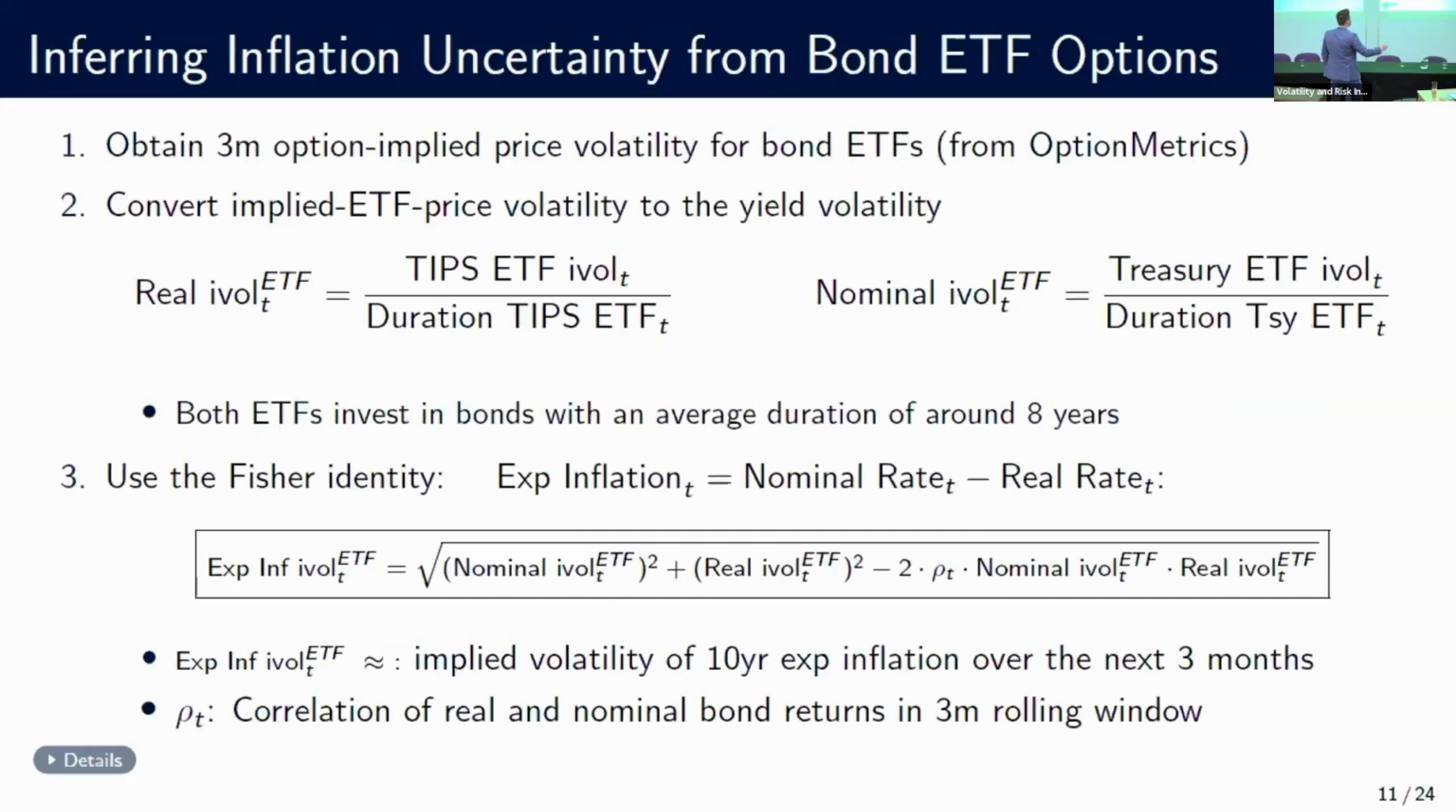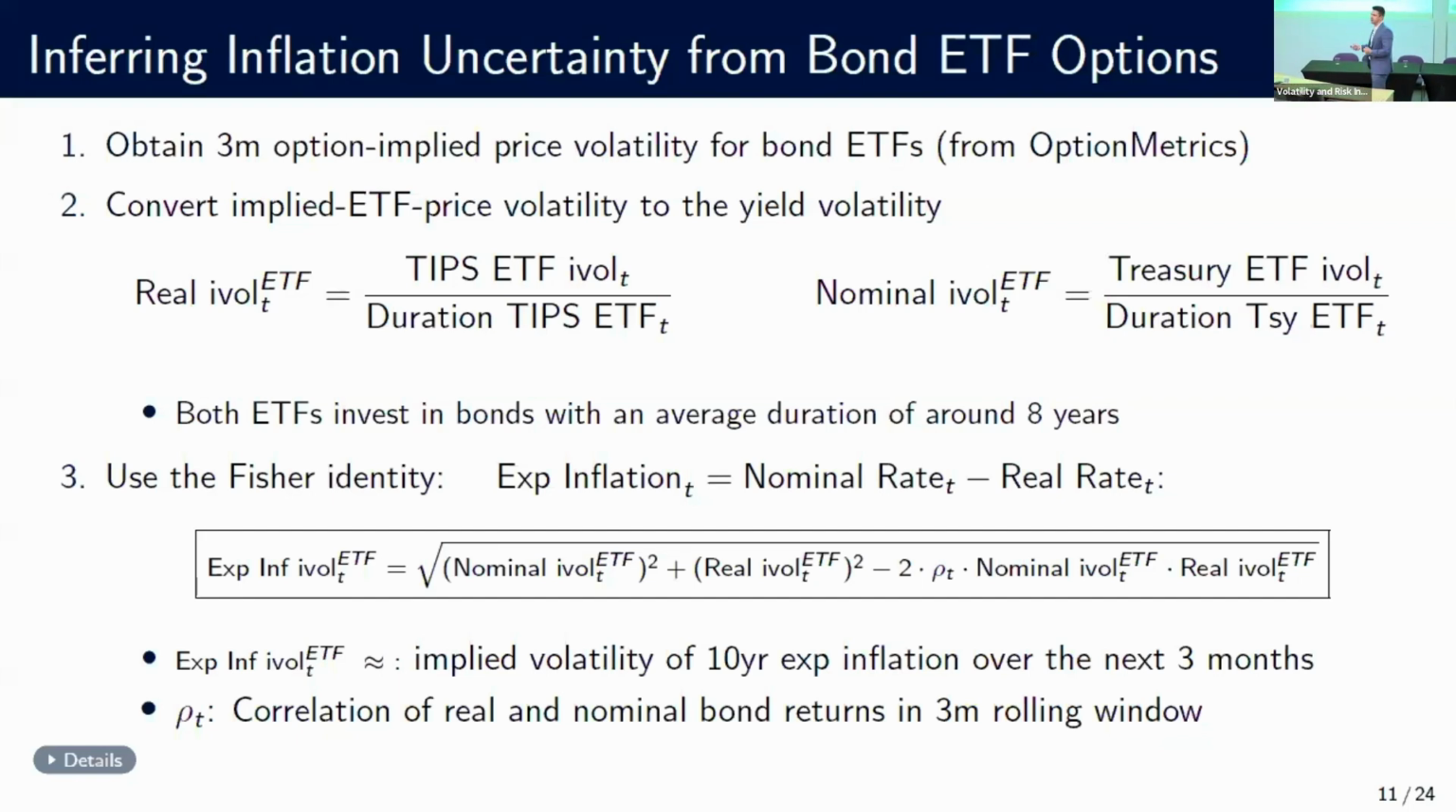So here is one slide of math. Bear with me. I'm going to walk you through this. I hope everybody in the room will understand this. So we're starting essentially with the option price volatility for all these bond ETFs. Okay, so this is the volatility of the bond ETF price moves over time. Now we're not interested in the price volatility, but we're interested in the yield volatility. How much are yields of treasuries and real bonds moving over time?